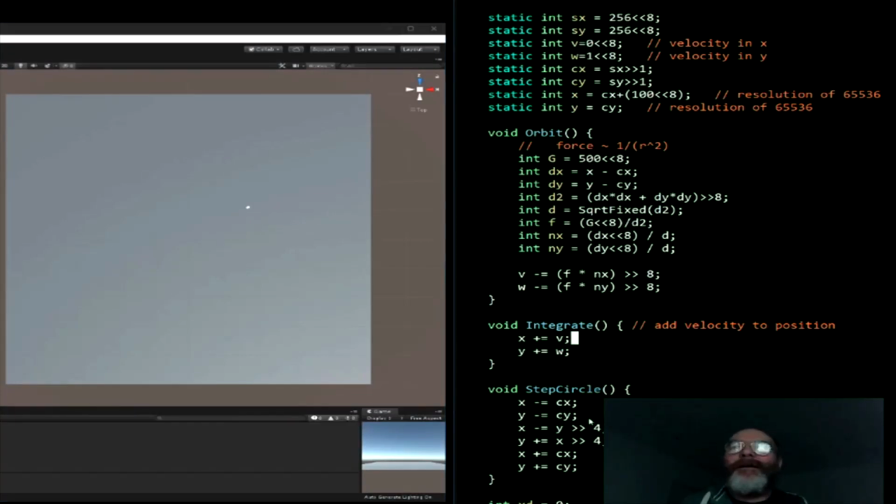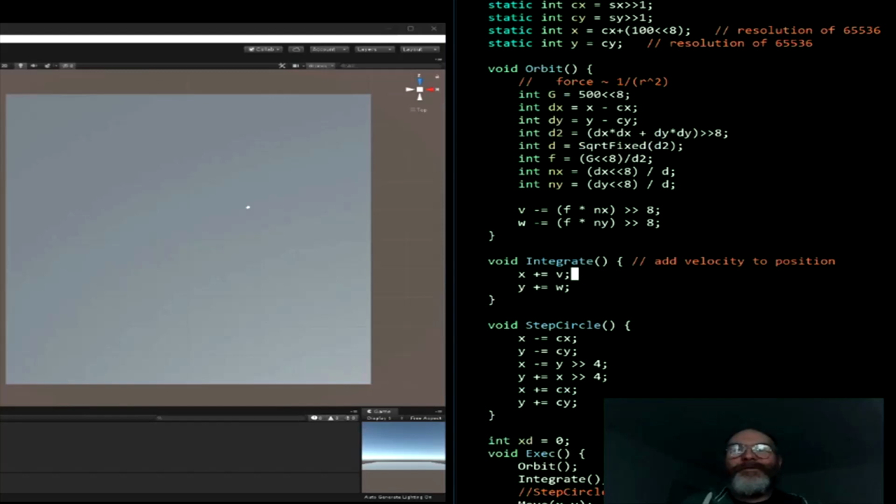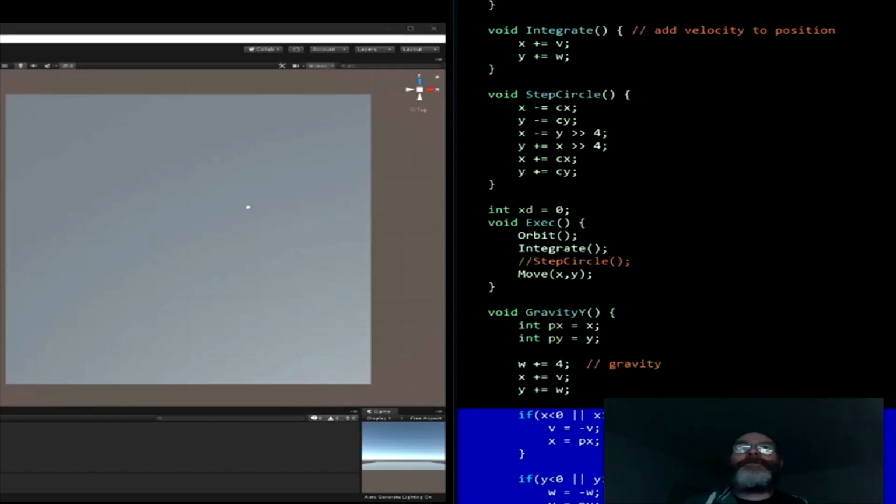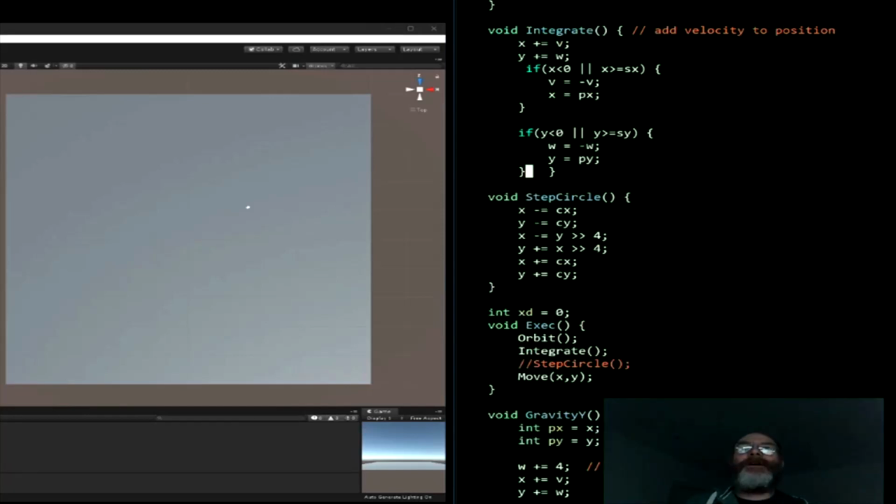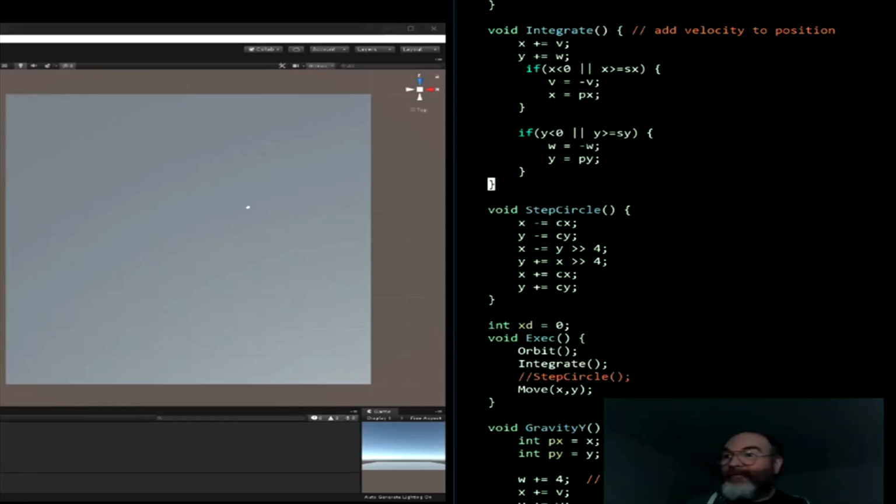It's behaving a little weird when it hits the edge, as you can see. I don't have the bounce code active. I'm going to turn that back on, so after integration, I can put in the bounce.